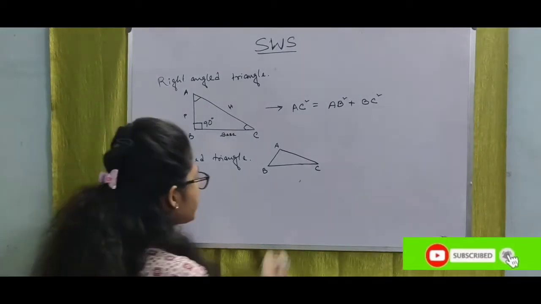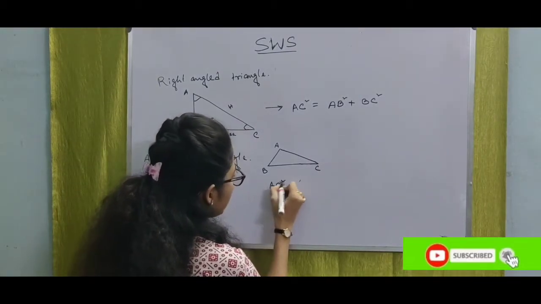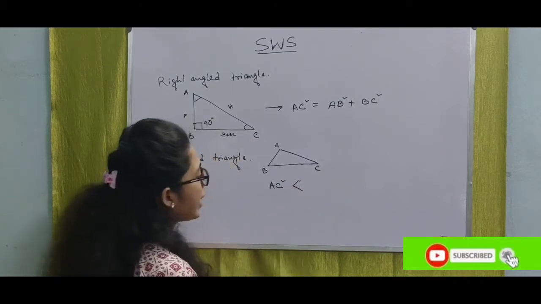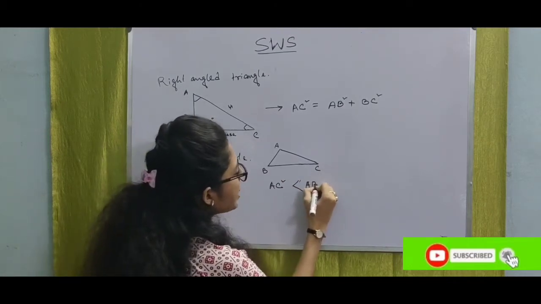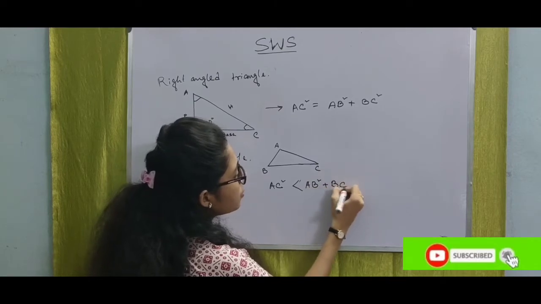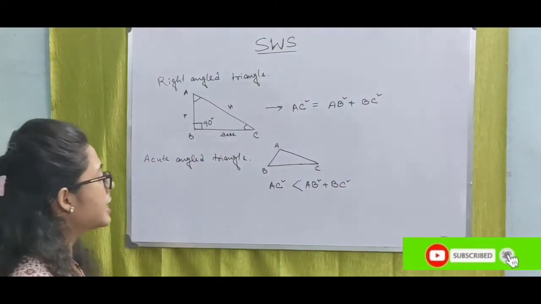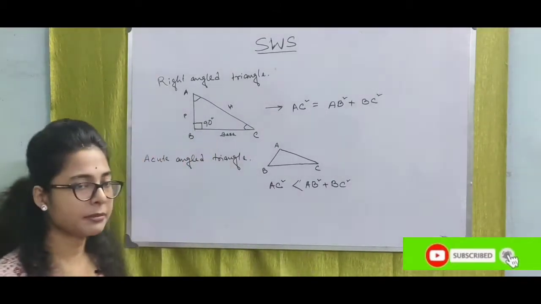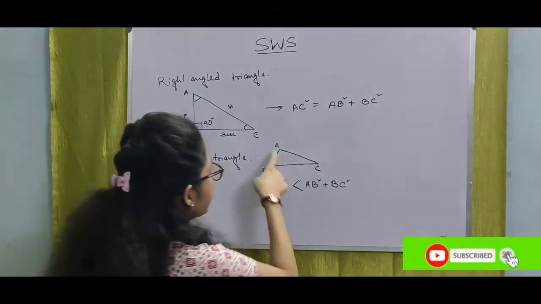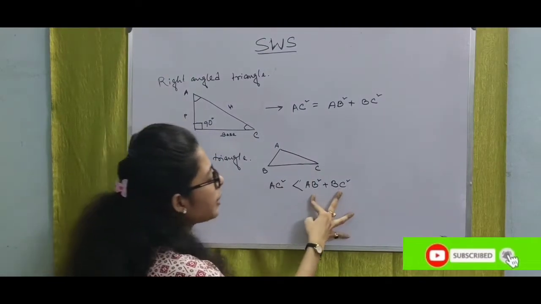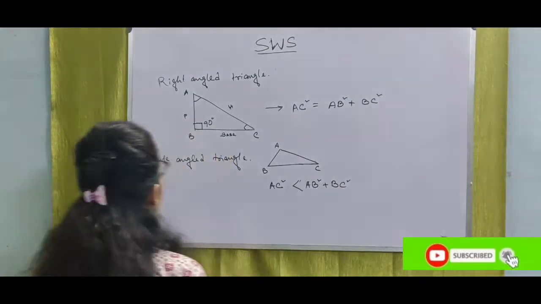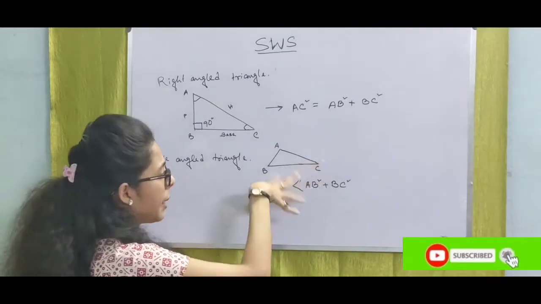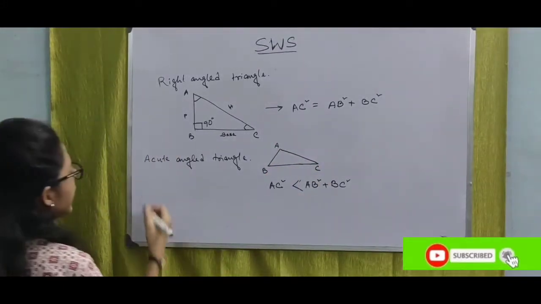So we can say AC square is less than AB square plus BC square. This is not the Pythagoras theorem. AC square is less than AB square plus BC square. This is the relationship among the three sides.